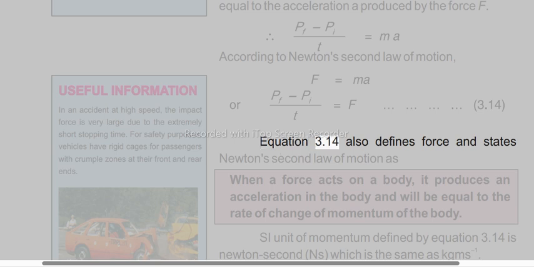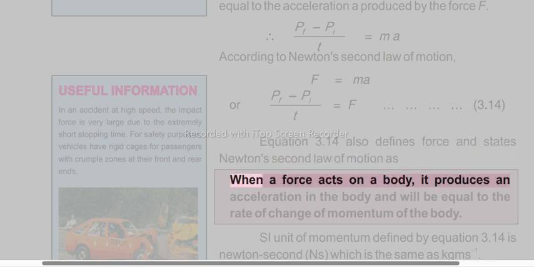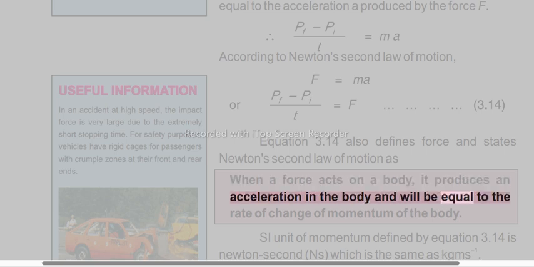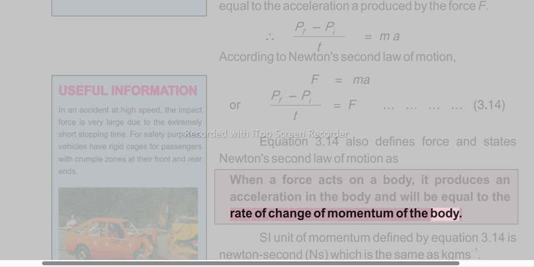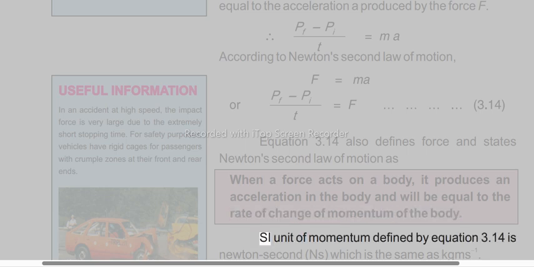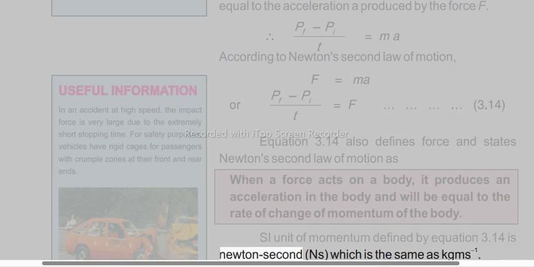Equation 3.14 also defines force and states Newton's second law of motion as: when a force acts on a body, it produces an acceleration in the body equal to the rate of change of momentum of the body. The SI unit of momentum defined by equation 3.14 is 1 newton second, Ns, which is the same as kg m/s.